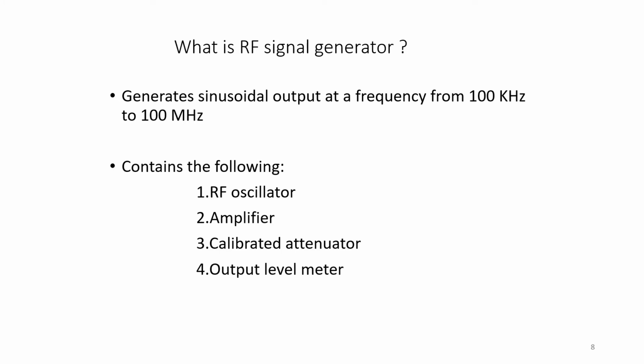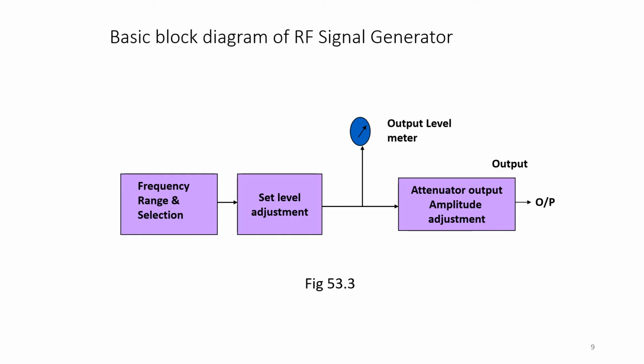So you know high frequency oscillators are the Colpitts oscillator and the Hartley oscillators. There is an amplifier to amplify the signals. There is a calibrated attenuator to select the amplitude of the signal. Next is the output level meter, which indicates the output level. So this is the basic block diagram of RF signal generator.